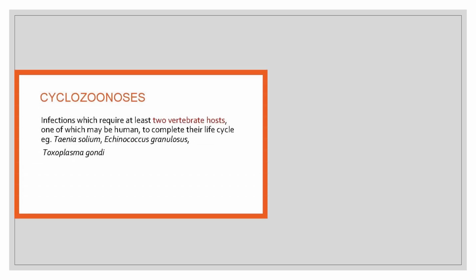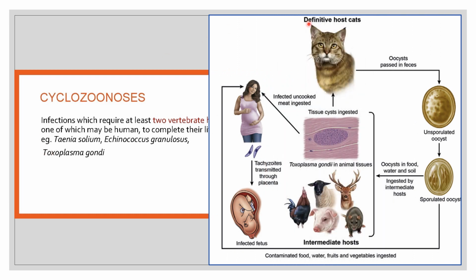We also have cyclozoonosis. These are infections which require at least 2 vertebrate hosts, one of which may be human, to complete their life cycle. An example of this is the protozoan parasite Toxoplasma gondii. Toxoplasma gondii has 2 distinct life cycles. The sexual cycle occurs only in cats, which are considered to be the definitive host. The asexual cycle occurs in other mammals, including humans and various species of birds. This type of zoonotic disease is an example of cyclozoonosis.